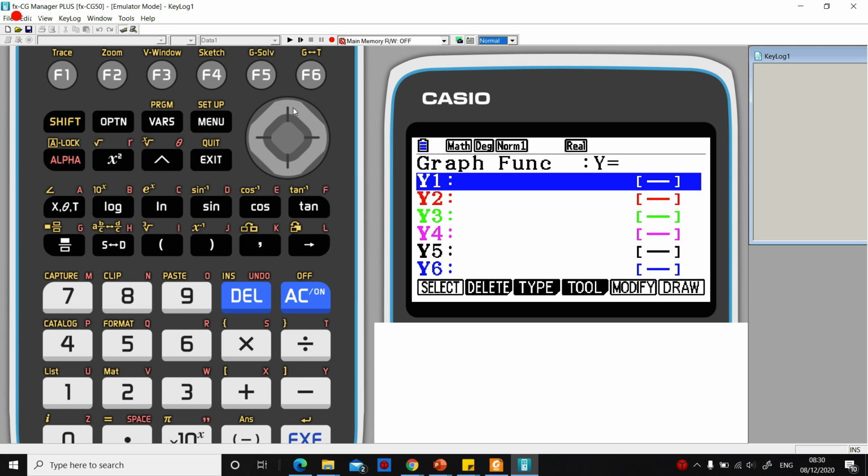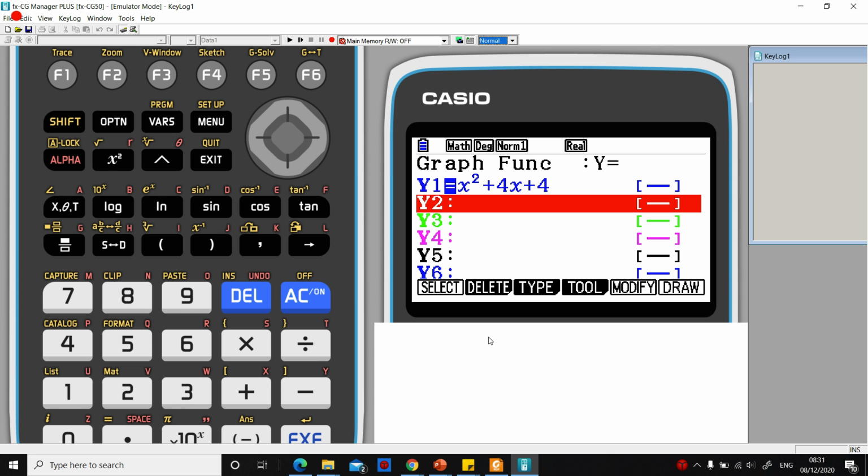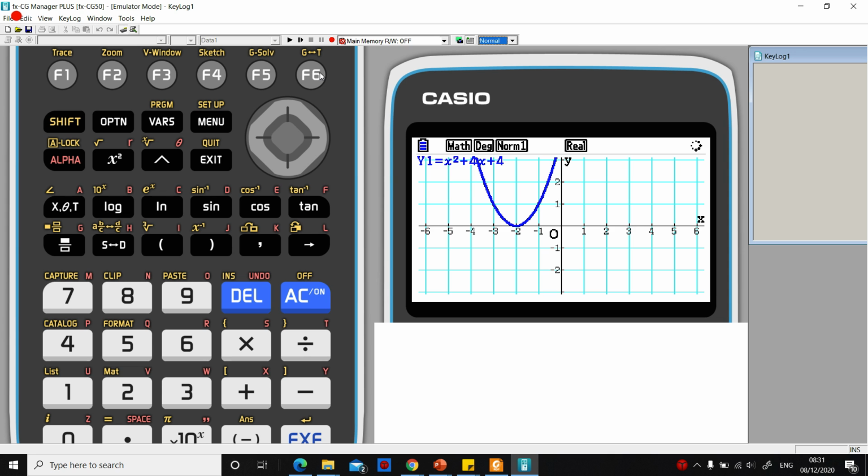When you're plotting a graph, you have to be able to understand how to do it. So let's start with the most basic thing, which is going to be an x squared. Use the x squared function right here, and let's write x squared plus 4x plus 4. You must use this, not alpha x. If you execute that, you get a choice: select, delete, type, tool, modify, and draw. First and foremost, we'll draw. We look at it, and you can clearly see this is an okay graph.